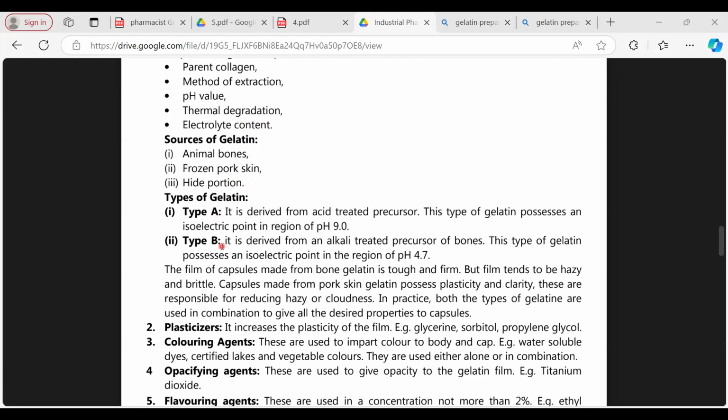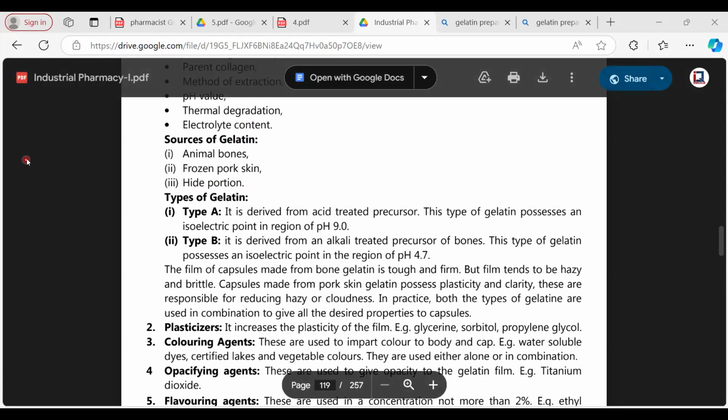So type A gelatin, type B gelatin. What is the basic difference? Just have an immediate look. Type A gelatin, the isoelectric point is in the region of 9.0. In type B gelatin, that is alkaline hydrolysis, the isoelectric point is pH 4.7. That is the difference. So type A gelatin is derived from acid treatment. Type B is derived from alkaline treatment.